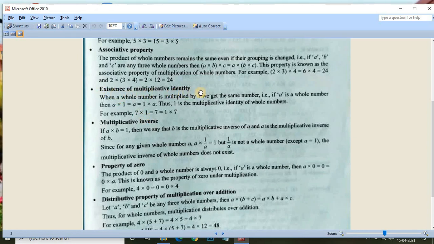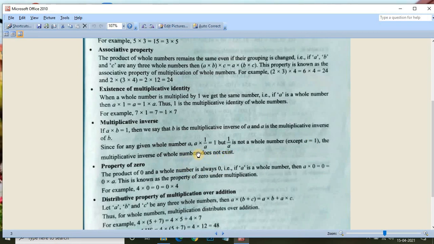This is called existence of multiplicative identity. Now multiplicative inverse. If A into B equals 1, then we say that B is the multiplicative inverse of A and A is the multiplicative inverse of B. Since for any given whole number A, A into 1 by A equals 1, but 1 by A is not a whole number except when A equals 1. The multiplicative inverse of whole numbers does not exist.